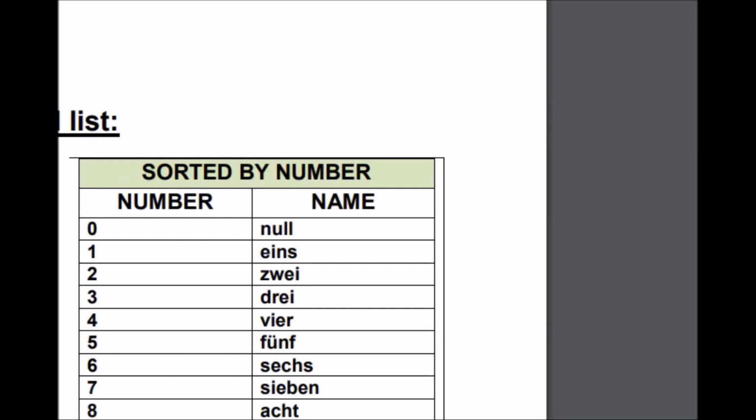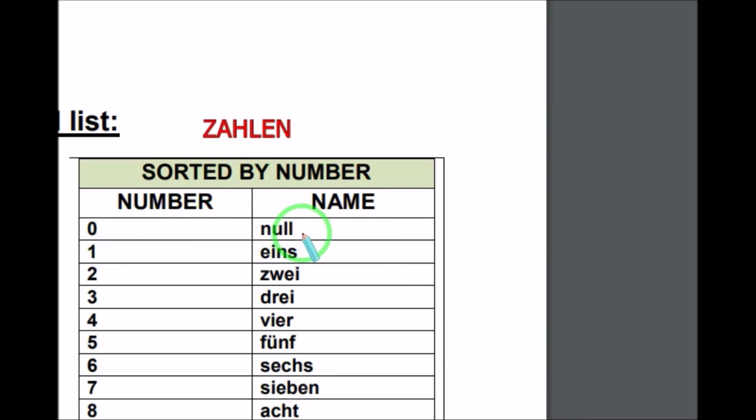Along with that, I'll also give you a small trick which will help you to learn these numbers faster. So let's start with numbers. Numbers are called Zahlen in German. It's Zahlen. I'll write it there so you will understand.